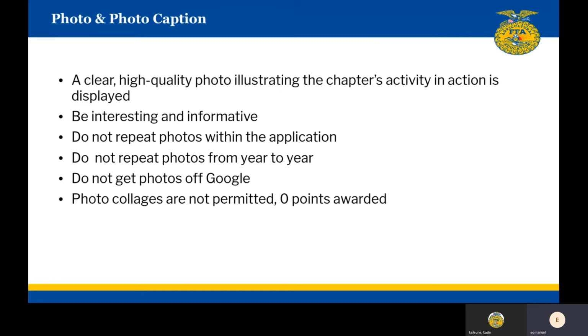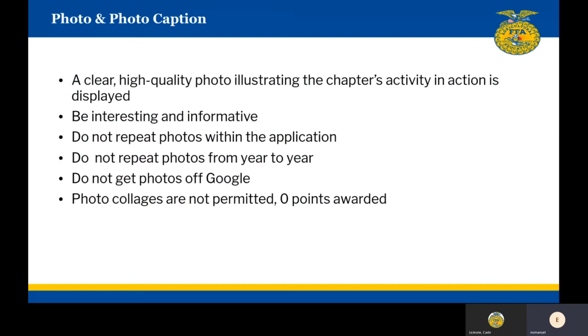You want to pick a clear, high quality photo illustrating the chapter's activity in action being displayed. That's something that's nice about going online this year: you won't have to worry about printer issues messing up your photo quality. We have used phone pictures in the past. Now our iPhones are so high tech that we can get good quality pictures from a phone. But we also invested in a chapter camera that we take to everything with us so that we can make sure we have good pictures.